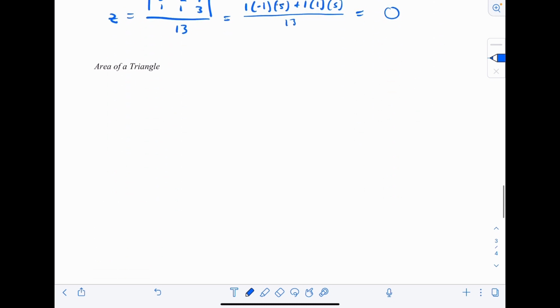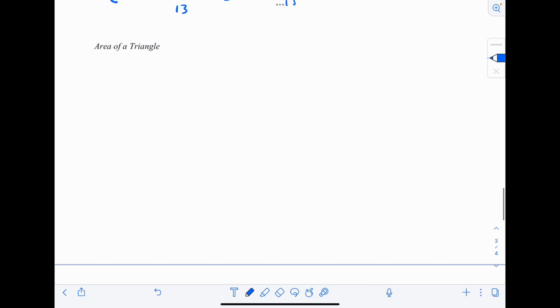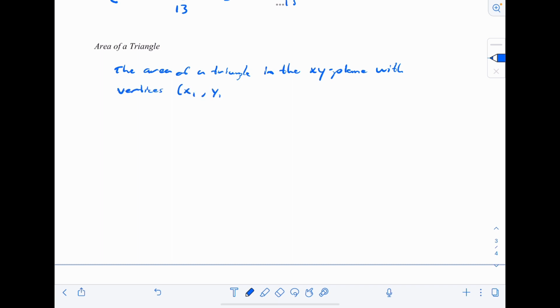All right, let's go ahead and go to our last one, which is area of a triangle. So basically what we've got here is that the area of a triangle in two-dimensional space, so in the XY plane, with vertices X1, Y1, X2, Y2, and X3, Y3, is given by the following.